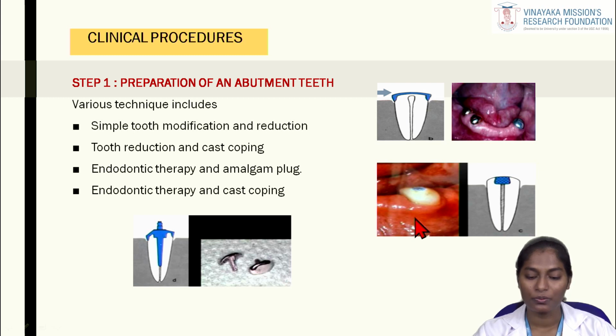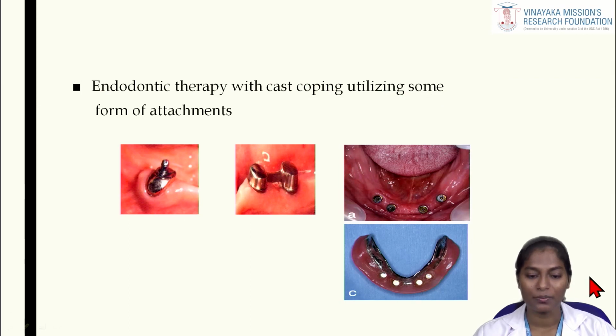This picture indicates the simple tooth modification and a cast coping. This is a picture of endodontic therapy followed by amalgam plug, and this picture, endodontic therapy with a cast coping. It does not end there. Endodontic therapy with cast coping utilizing some form of attachment, either stud attachment or bar attachment or magnetic attachments, can also be utilized. So, these procedures help in much more retention of the denture.